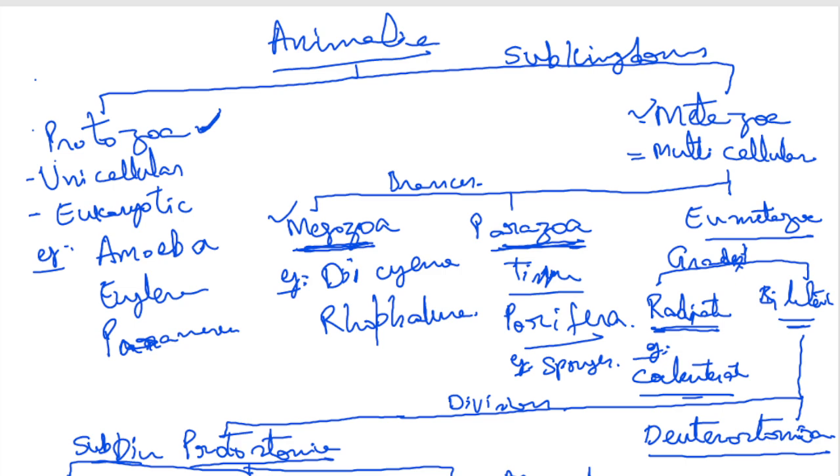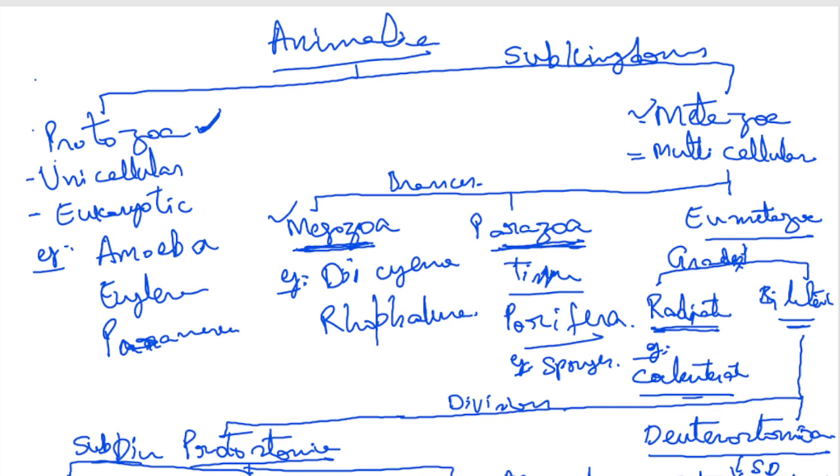That's about the protostomia. Now, the deuterostomia contains only one subdivision, which is called enterocoelomata. In this enterocoelomata there are Echinodermata, Hemichordata, and Chordata. All these belong to the enterocoelomata. Okay, that's about the classification of Animalia.